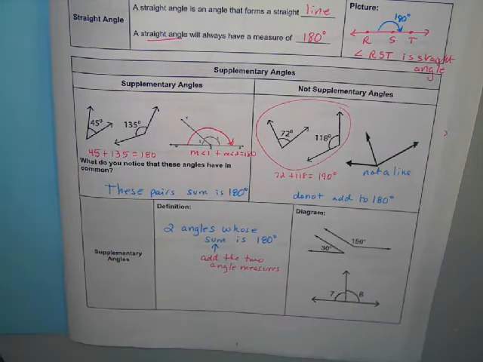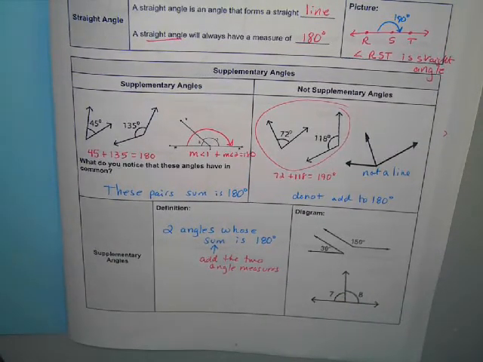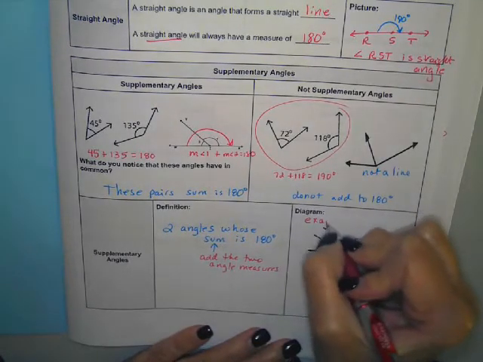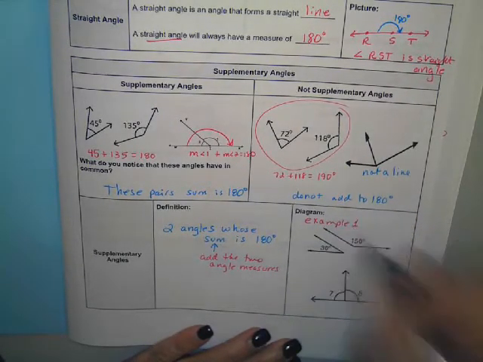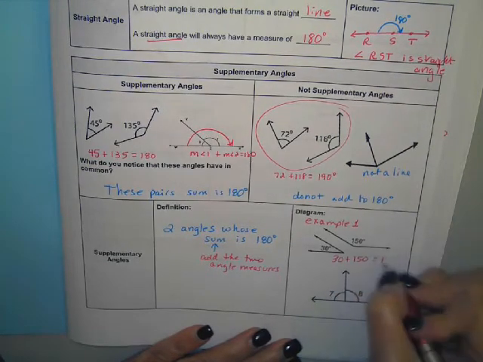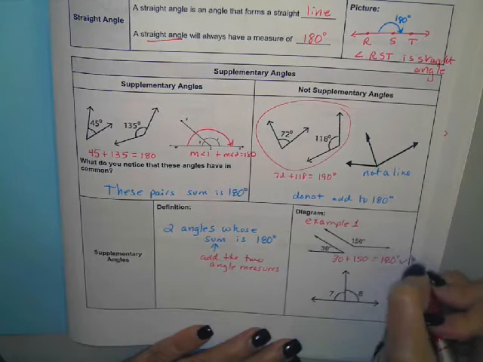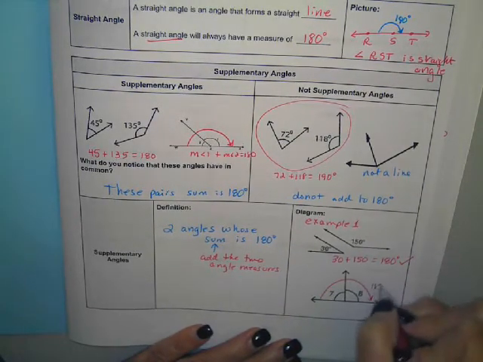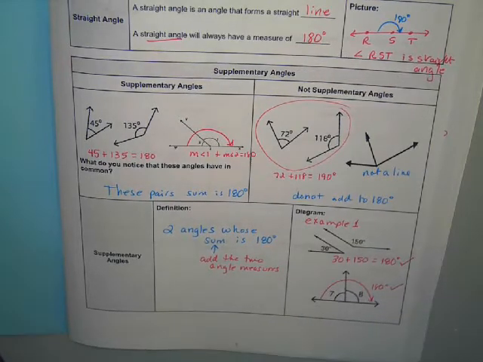Okay? So in the diagram, these are two examples. This is example 1. 30 plus 150 equals 180 degrees. So that's a supplement. This is a straight line, which is 180 degrees, and those are supplementary as well.